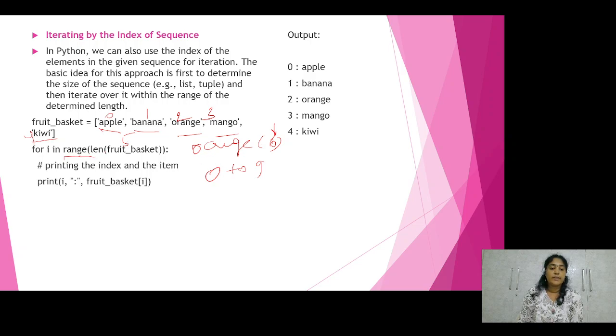So now let's say 5. I starts from the default. What did I say? If you have given one value, then the default is 0. I is 0. So print i means 0 will be printed and the colon will be printed as is. Fruit basket of 0 is apple. Then i value will become 1. 1 is less than 6. So banana, orange, mango, kiwi. When i value becomes 6, 6 is not less than 6. So it will come out.